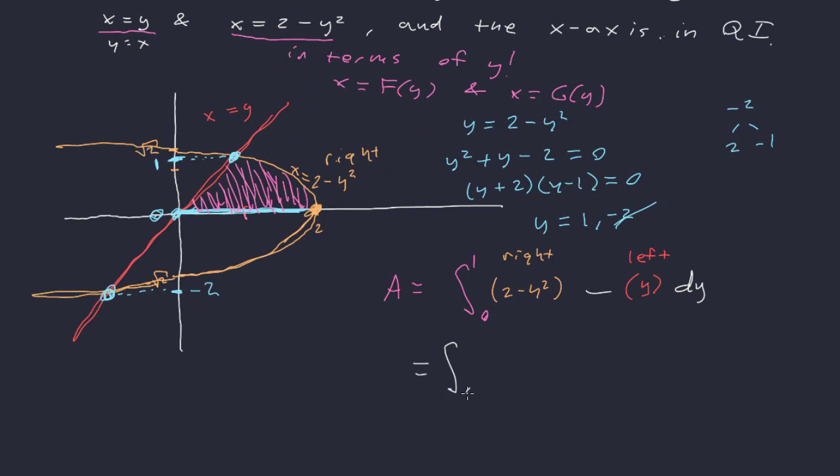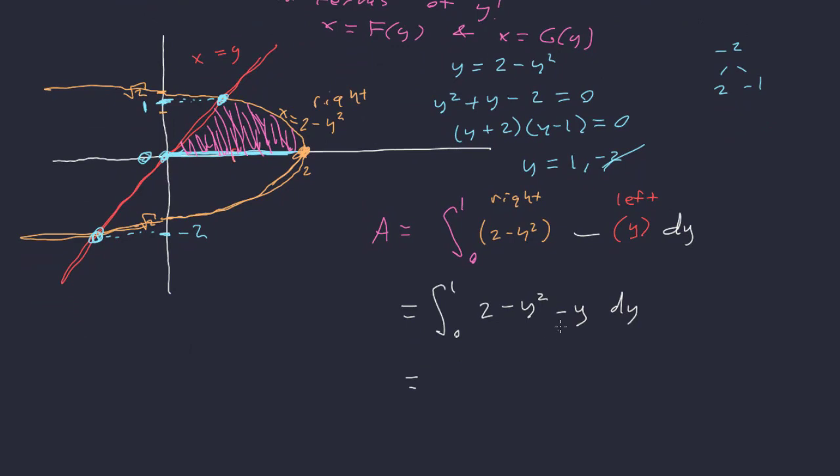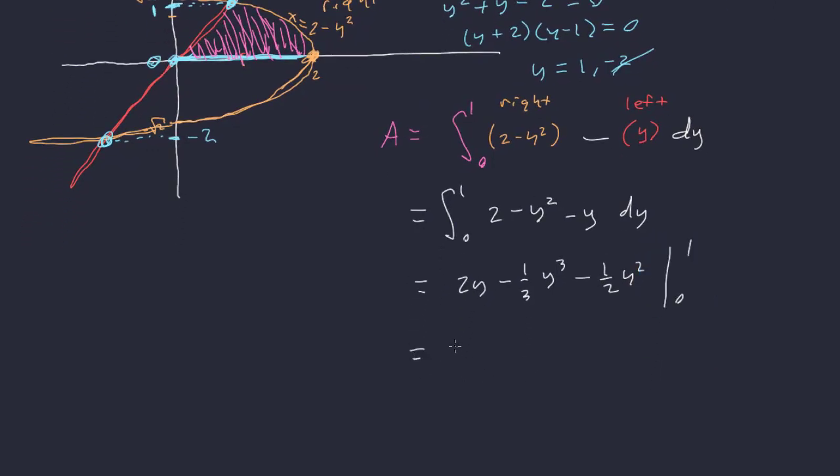I think some of you might get frustrated when I say we just, but this turns out to be essentially a Cal-1 integral. So it's really the setup that's the trick here. Once you get it set up, it should just integrate without much problem. So we'll get 2y minus a third y cubed minus a half y squared, and we'll just integrate this from 0 to 1. So it'll be 2 minus a third minus a half minus 0.